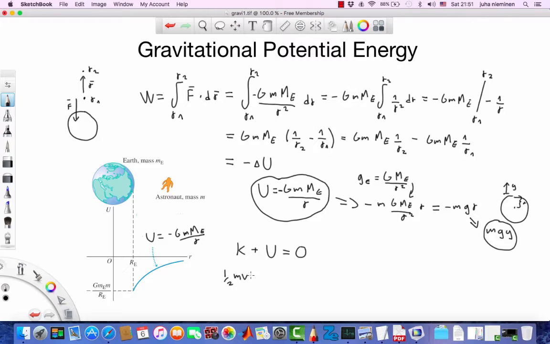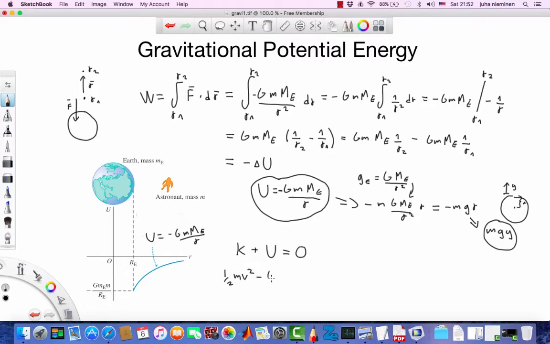So we have kinetic energy, half m v squared. So this is the velocity given probably by a rocket, so not by a single impulse like a cannon, because the astronauts wouldn't survive it. But as long as it has this amount of kinetic energy and this amount of velocity, then it will indeed escape Earth.